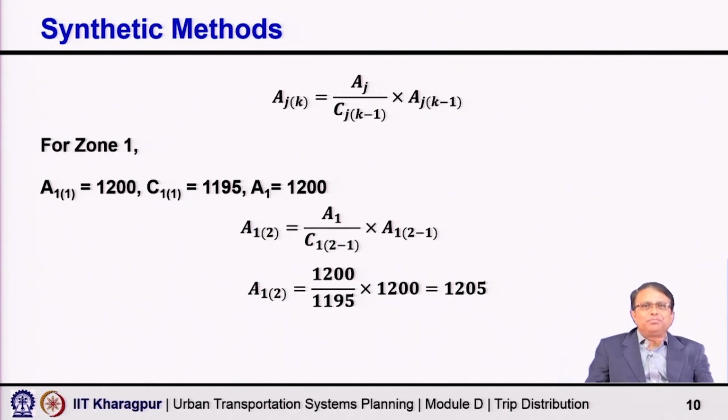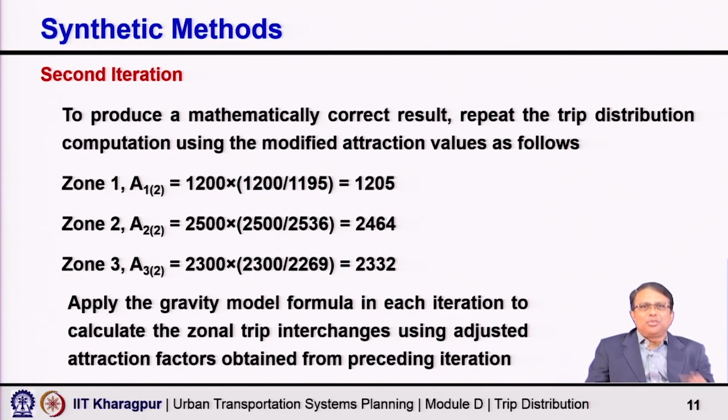Exactly the same way you can calculate the attractions for other zones. So, I have done this. You wanted to get 1200, you got 1195. So, now you are targeting something like 1205. You wanted to get 2500, when you target 2500, you get 2536, you got more. So, now you target little lesser, 2464. When you want 2300 for zone 3 and you target 2300, you got only 2269.